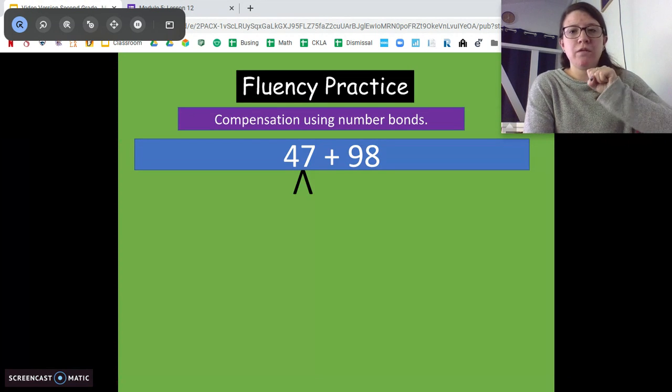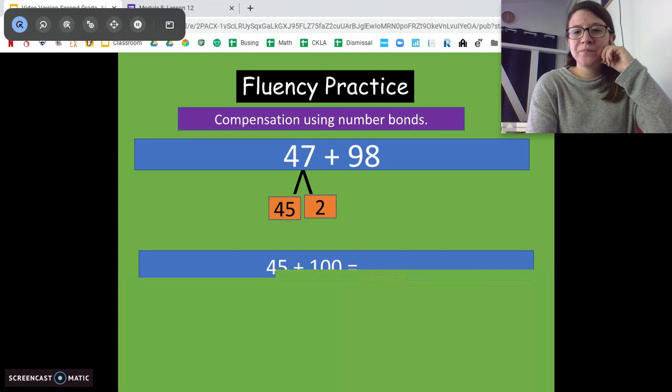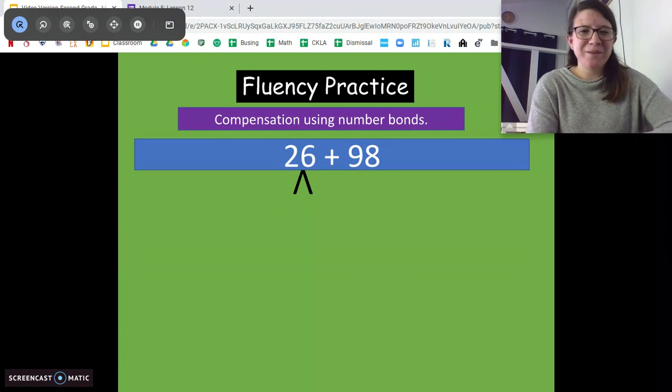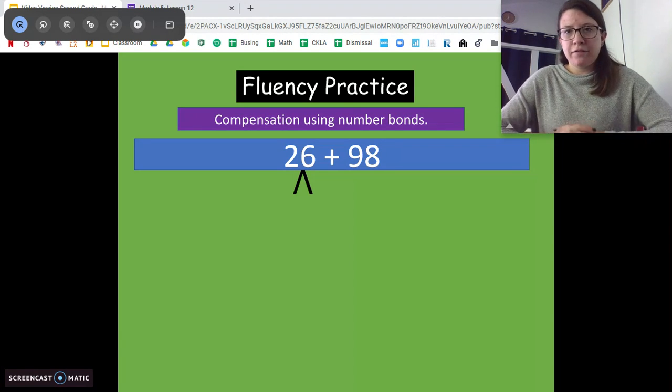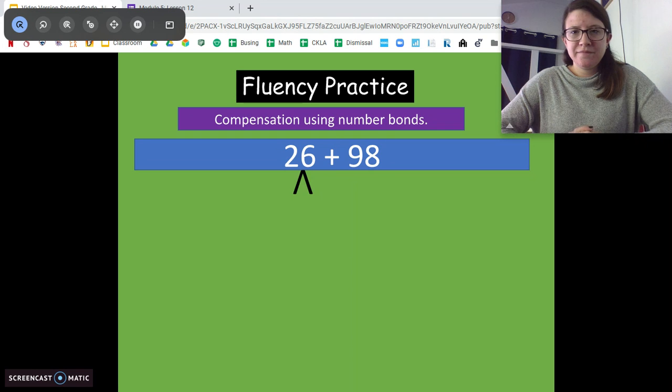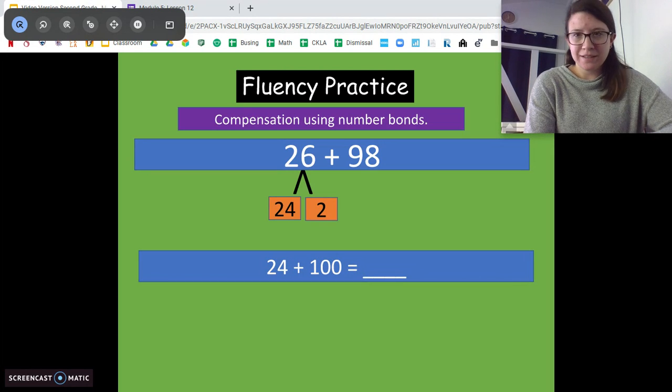Good, we need 2, right? So we're going to take the 2 out, we get 45 and 2. 98 plus 2 is 100, plus our extra 45, 145. Awesome job, you're getting it. Keep going. 26 plus 98. Pause and solve. Got it? We need that 2 again, so it's going to be 24 and 2. Then we get 100 plus 24.